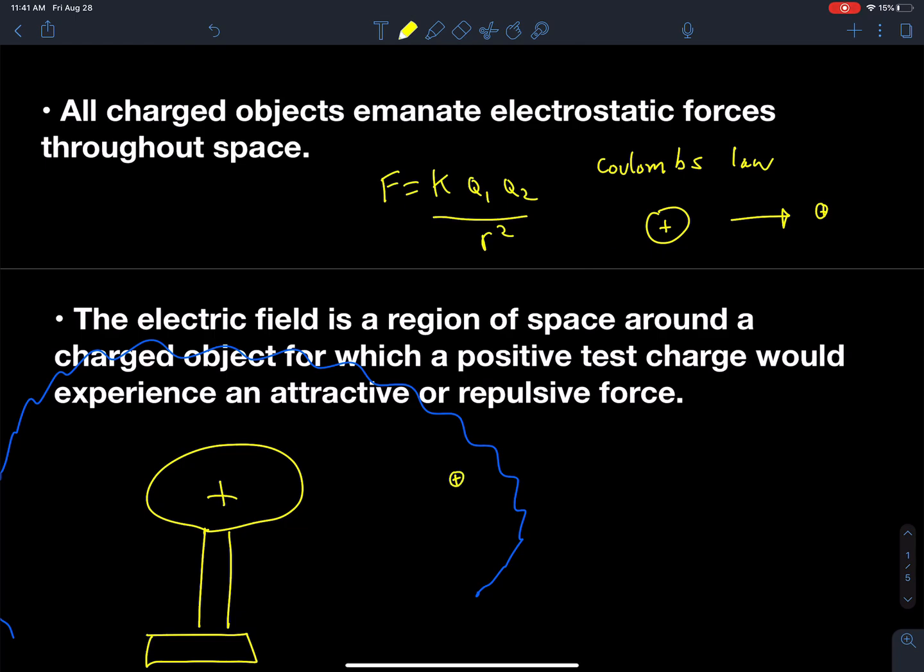So if I place that test charge over here, it would experience a force and move in that direction. If I placed it over here, it would experience a force and move in that direction. If I placed a positive test charge over here, it would also experience a force and move in that direction. In fact, that force would be experienced to a very far distance. So all that region of space around that center is an electric field.